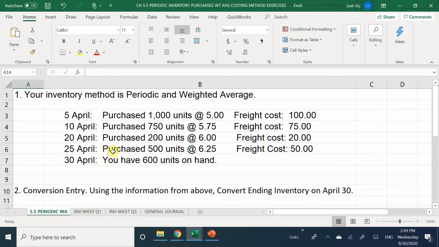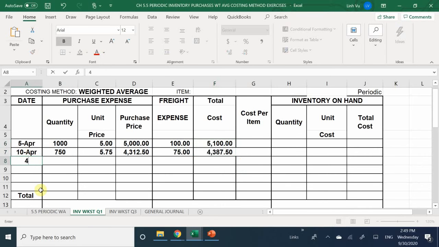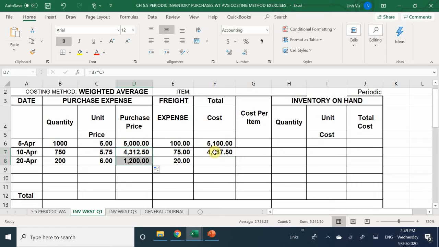No. So what happened on April 20th? April 20th, we purchased 200 units at $6 each, with a freight charge of $20. So what is my total purchase price? $1,200, with my total price of $1,220. Good.